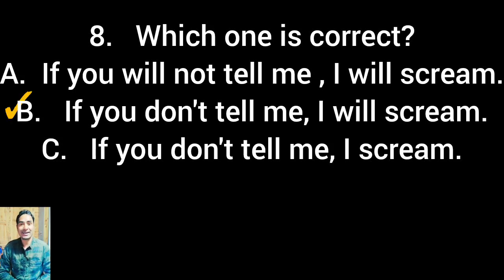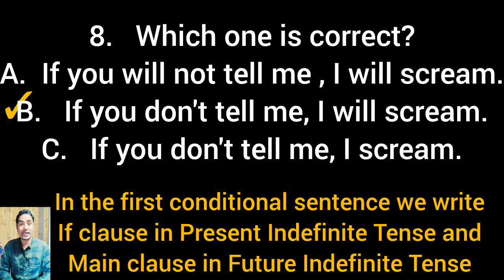B will be the correct answer. But why? Because this is a conditional sentence. First conditional. In the first conditional sentence, we use the present indefinite tense with the if clause, and in the second clause, we use the future indefinite tense. So the correct answer is, if you don't tell me, I will scream.